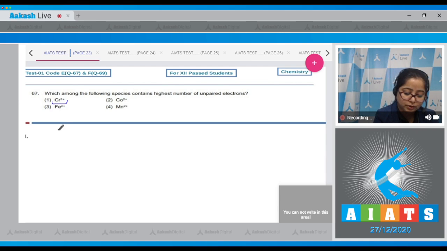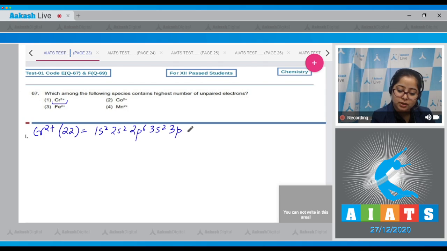Starting with Cr2+. Student, the atomic number of chromium is 24, and when two electrons are removed from chromium, one electron is removed from the s subshell and one electron is removed from the d subshell. So Cr2+ will have 22 electrons, and the electronic configuration will be 1s2, 2s2, 2p6, 3s2, 3p6, 3d4. Two electrons have already been removed.